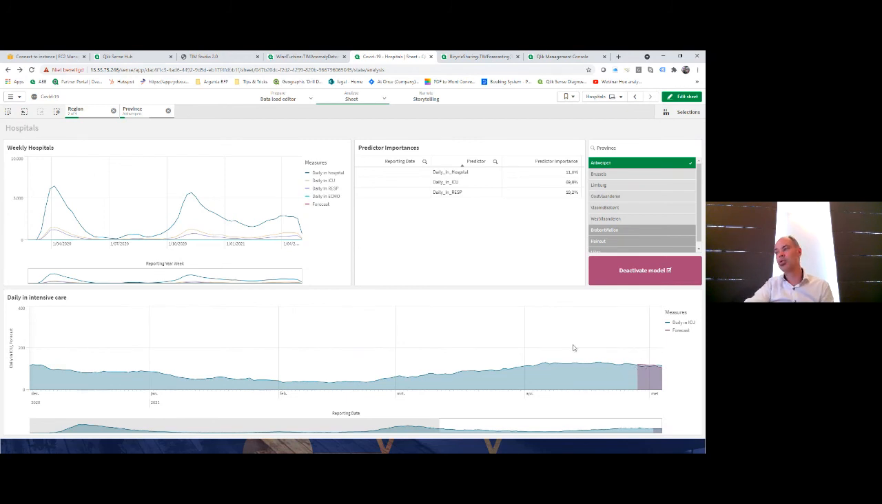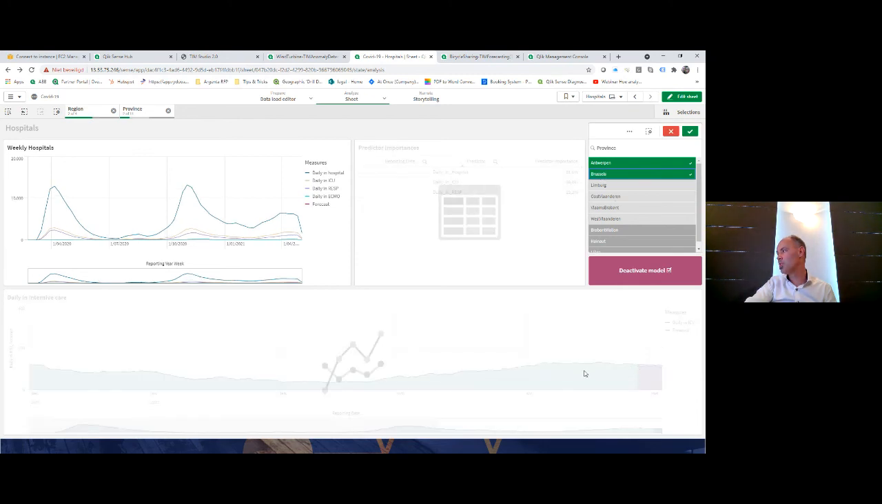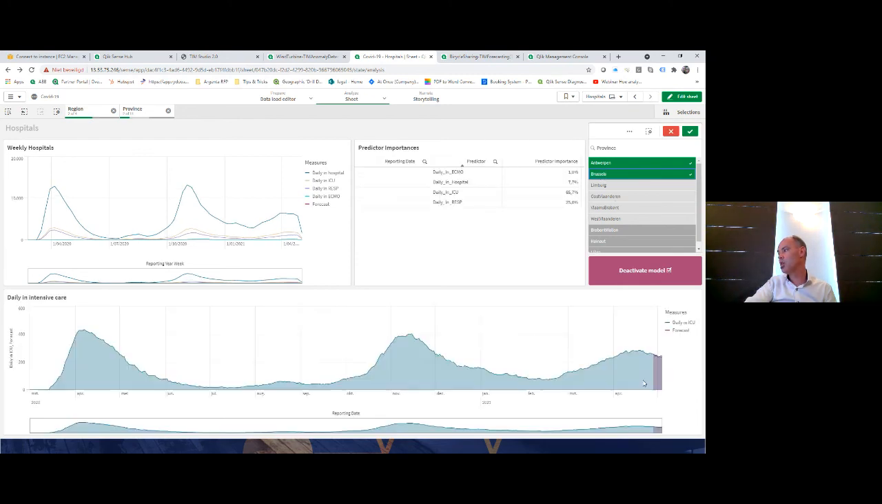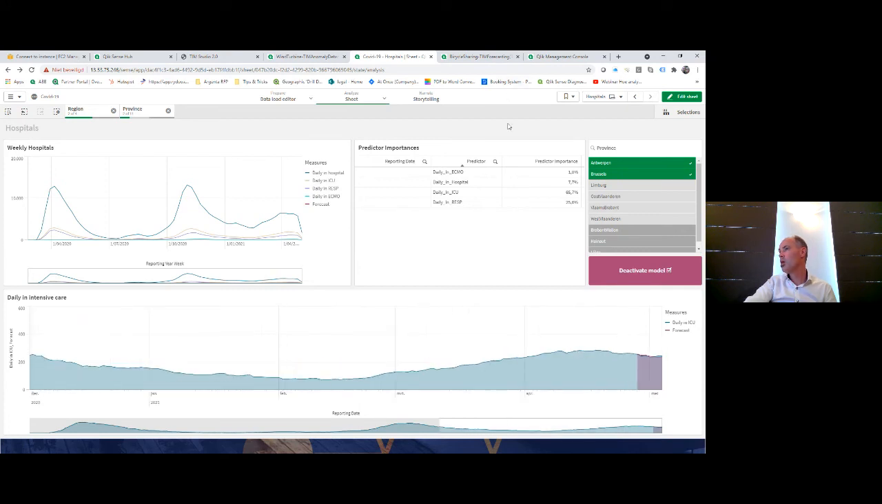Again, the accuracy of your forecast fully depends on the quality of your predictor candidates, of course, that you include. If I want to add Brussels to the selection as well, again, it's fully calculating, and then we are even almost exactly online, let's say.